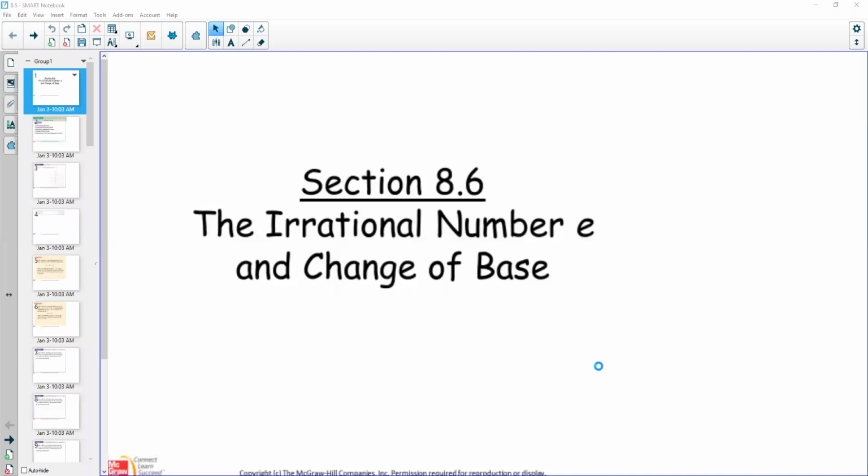Hey everybody, this is the notes for section 8.6. This is the irrational number e and change of base.